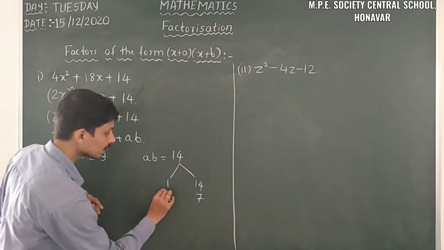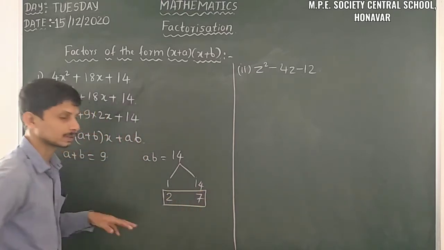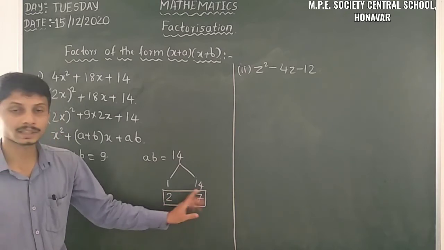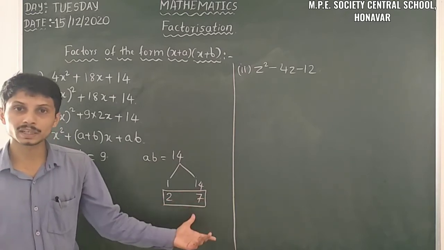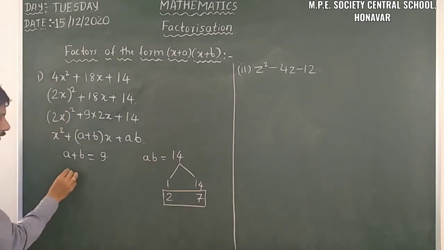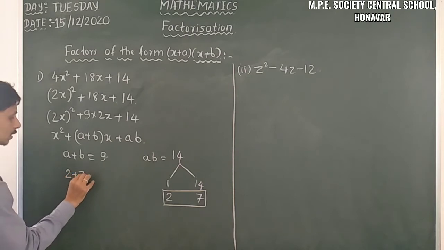So this one is the possible root. Here we can take 2 and here we can take 7. When we add those two we can get 9. So it is possible. That's why we can write 2 plus 7 is equal to 9.